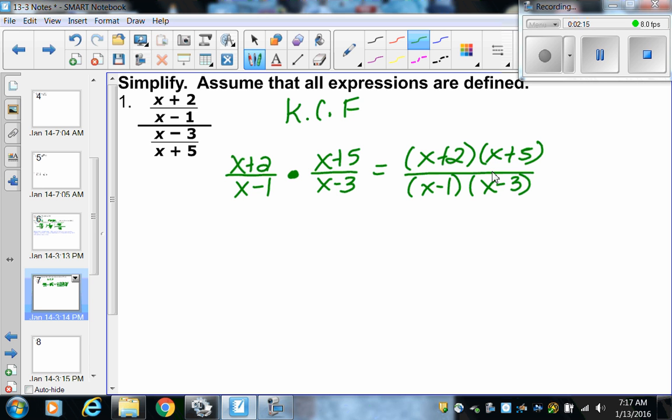Now, say this was a multiple choice and this was not our answer, then we would probably need to go through and FOIL the top. So if I FOIL the top, that's going to give me x squared plus 7x plus 10. And if I FOIL the bottom, that would give me x squared minus 4x plus 3. And then that would be another choice that you could see on a multiple choice test.